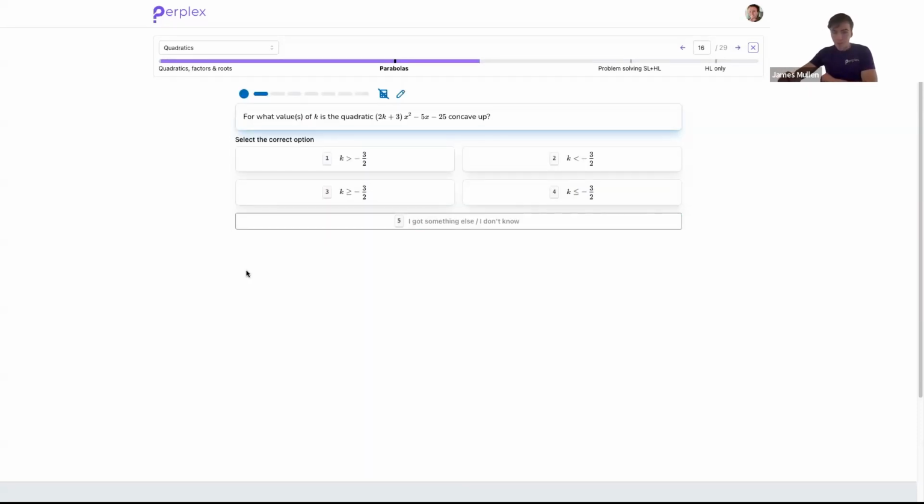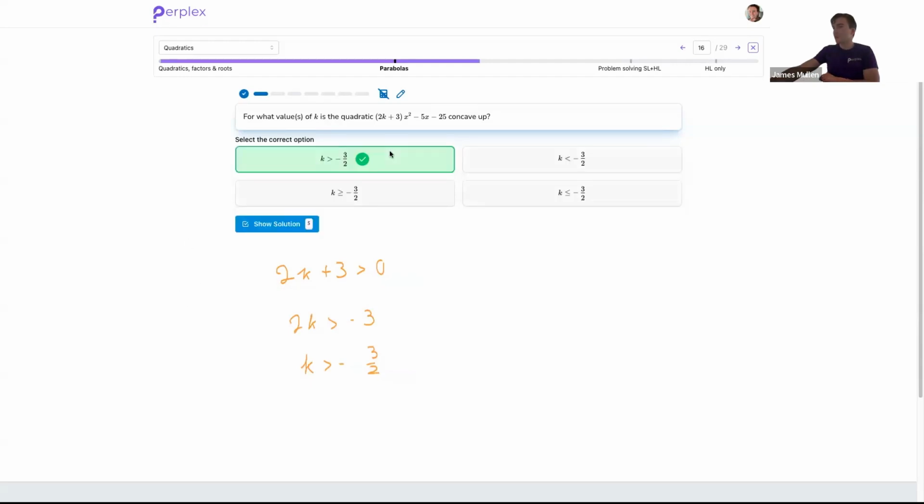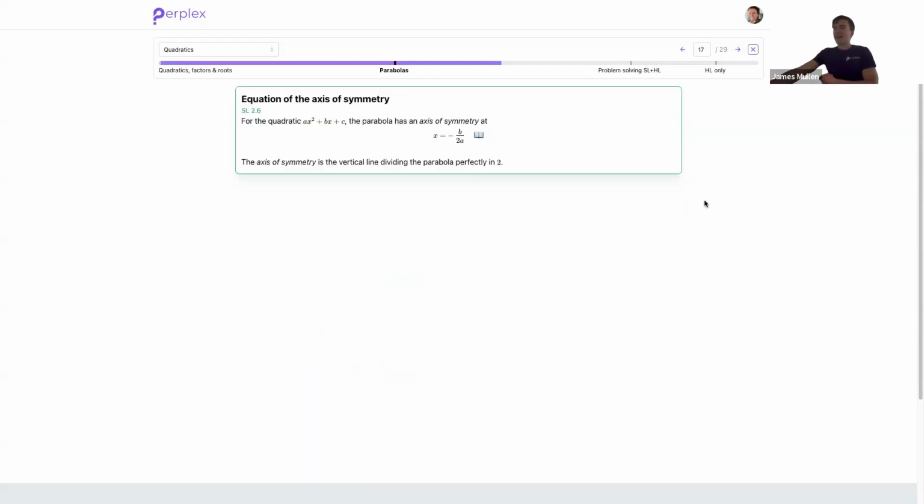So concave up parabola means that a, the coefficient of the first term, is positive. So 2k plus 3 is greater than 0. So 2k is greater than minus 3. k is greater than minus 3 over 2. Okay, there we go. Now the axis of symmetry.